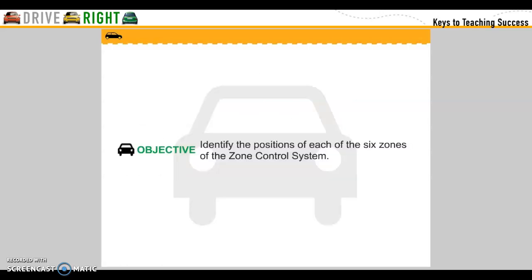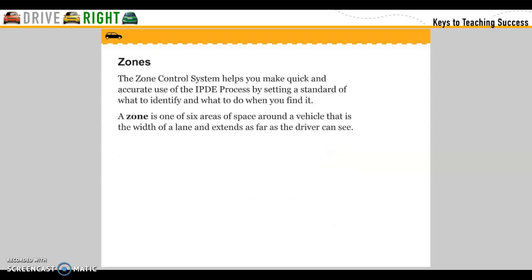Objective: Identify the position of each of the 6 zones in the zone control system. Zones. The zone control system helps you make quick and accurate use of the IPDE process by setting a standard of what to identify and what to do when you find it. A zone is one of the 6 areas of space around a vehicle that is the width of a lane and extends as far as the driver can see.